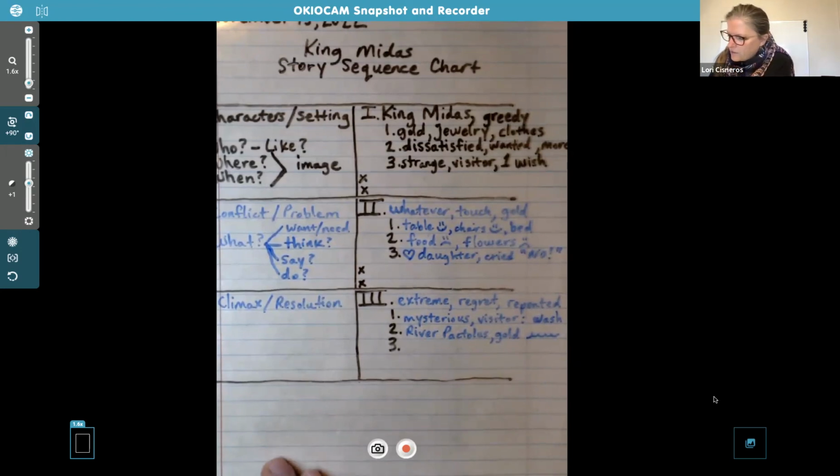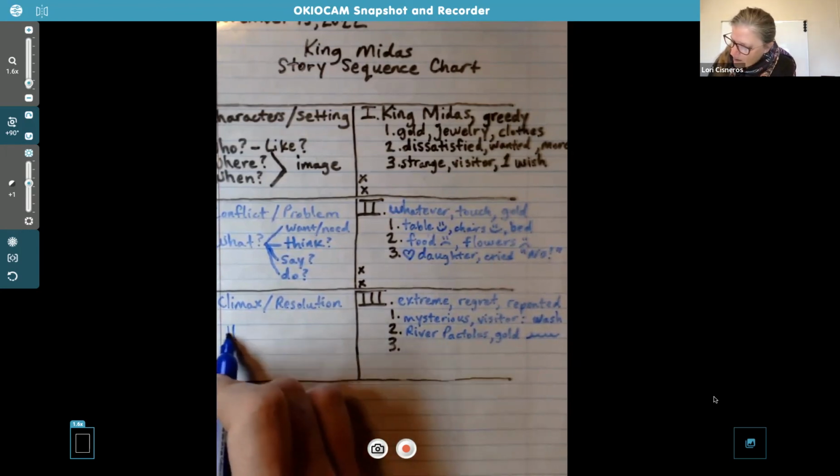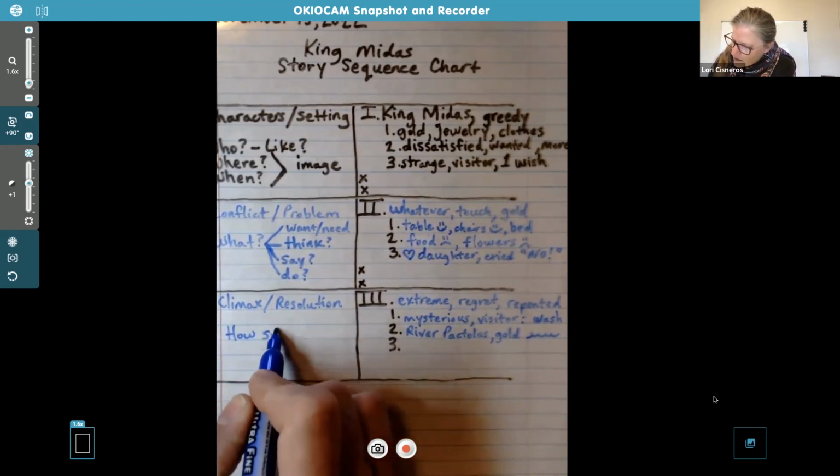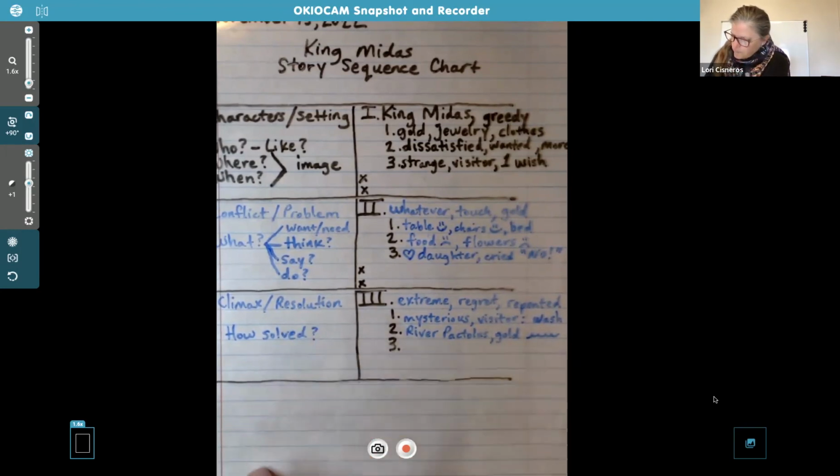By the way, I want you to add something over here on this side too. I want you to add how solved, because we're talking about how his problem was he was greedy and then he got his wish and everything turned to gold. And then how it was solved, this stranger came back and said, okay, now go to this river, wash your hands, and then the magic will be gone, right?